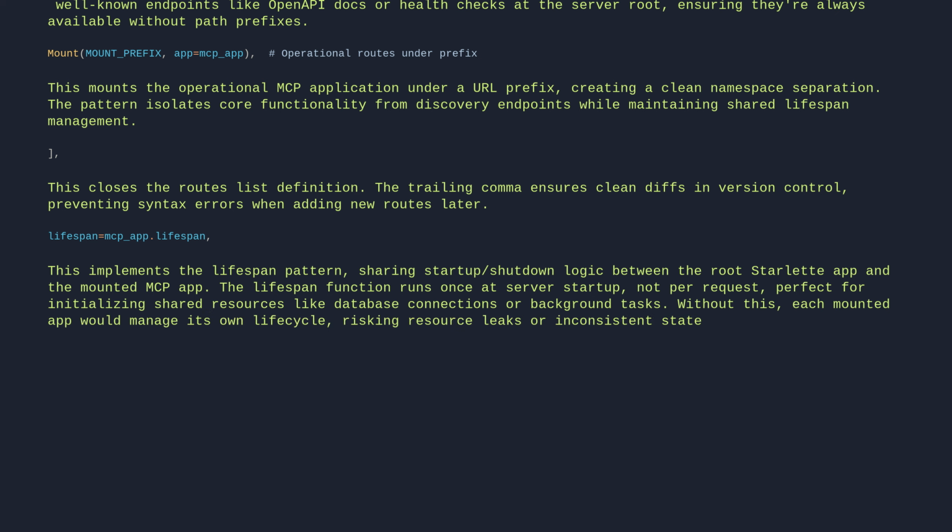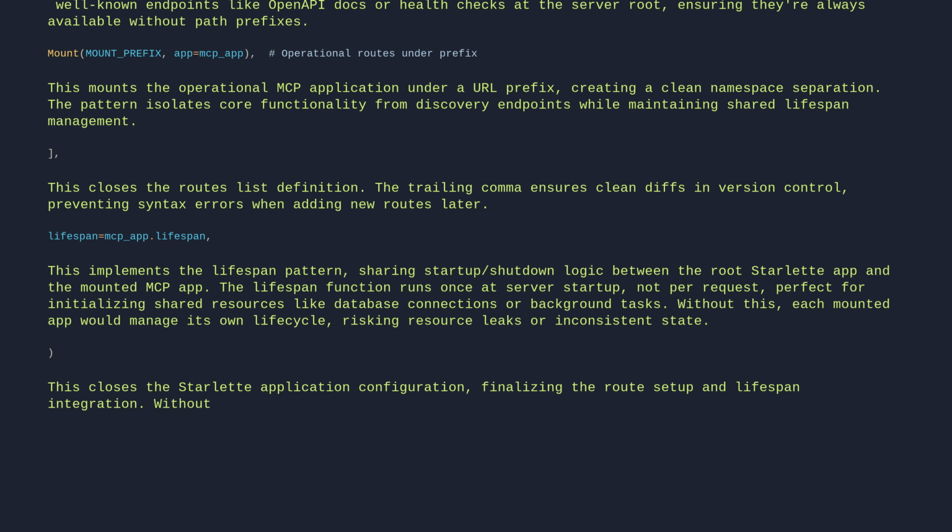inconsistent state. This closes the Starlette application configuration, finalizing the root setup and lifespan integration. Without this, the app would remain partially defined, preventing server startup.